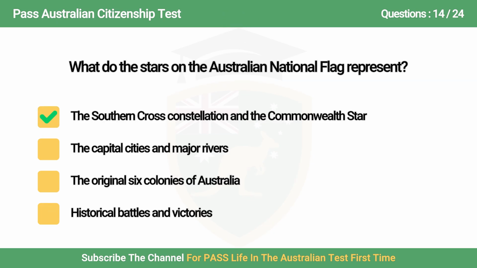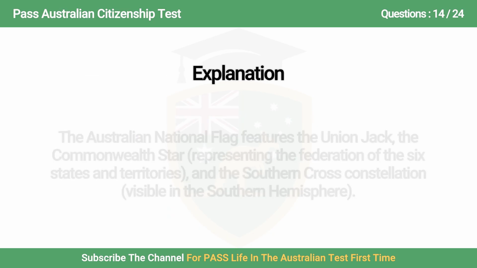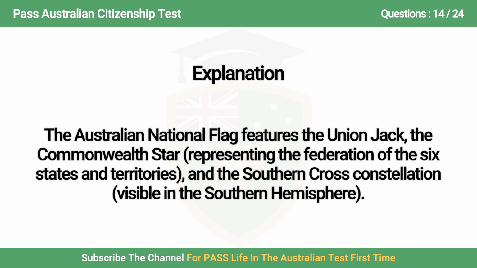Answer is A. The Southern Cross constellation and the Commonwealth Star. The Australian national flag features the Union Jack, the Commonwealth Star representing the Federation of the 6 states, and the Southern Cross constellation visible in the Southern Hemisphere.